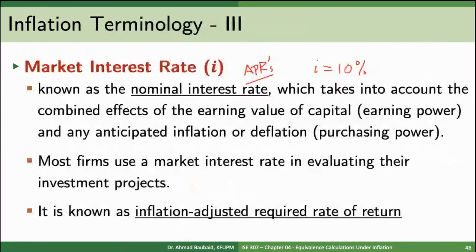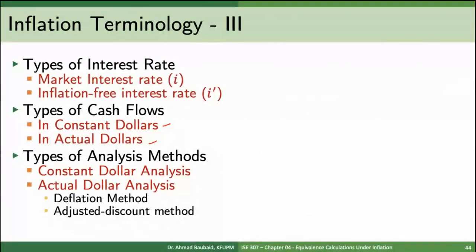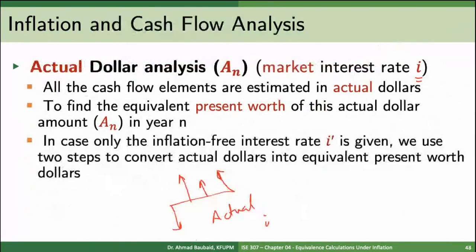In fact, if you remember, with actual dollar analysis there are two approaches. One of them, which I think is this one, is exactly what we've been doing before. It has a name, which is the adjusted discount method. We'll see why that is. But for now, it's exactly what we've been doing before, right? I give you a cash flow diagram with actual dollar amounts, and then you convert it to present value, and you use I, the market interest rate, to do that conversion.